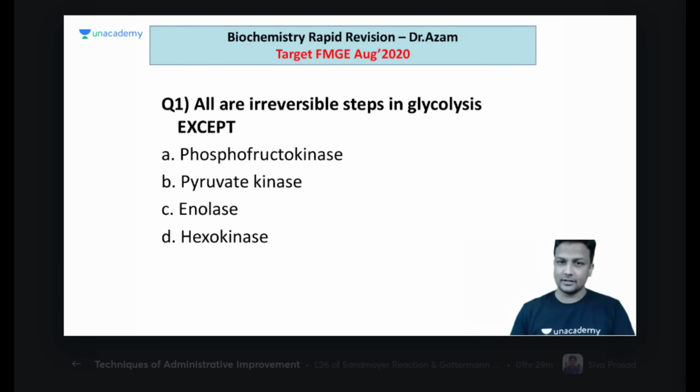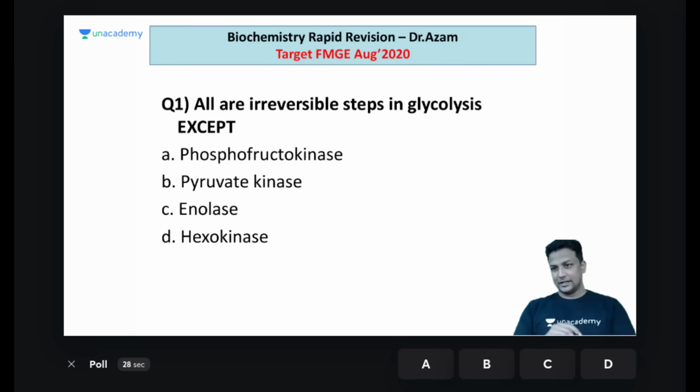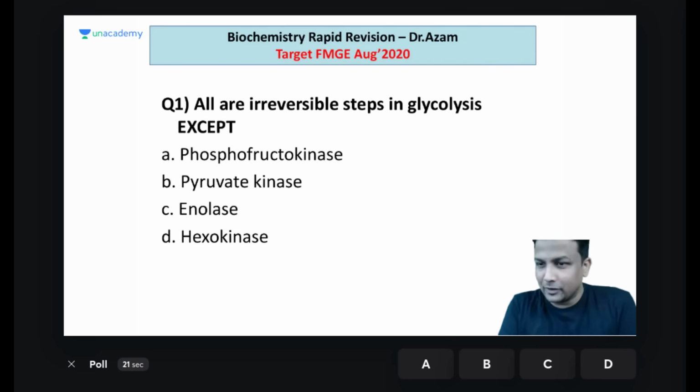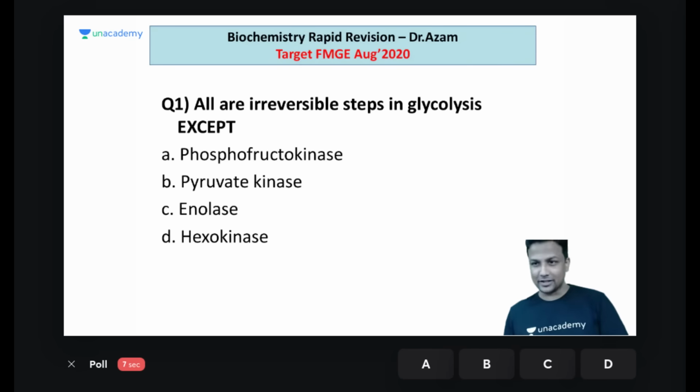All are irreversible steps in glycolysis except one: phosphofructokinase, pyruvate kinase, enolase, and hexokinase. The poll begins right now. Let me see how many people will answer correctly, and who will answer fast. Most of the students are answering correctly, almost 64%.